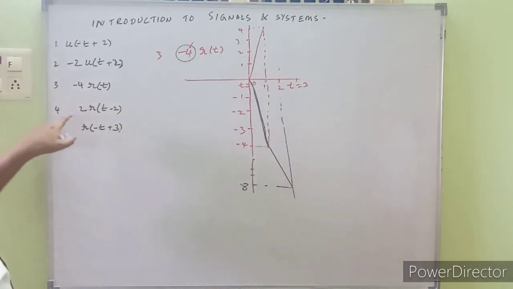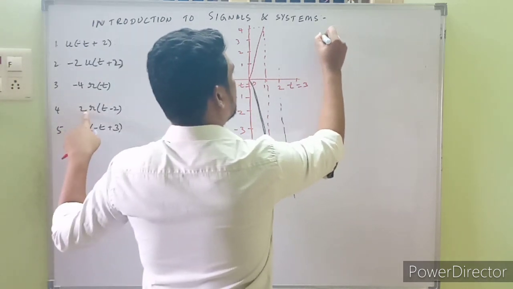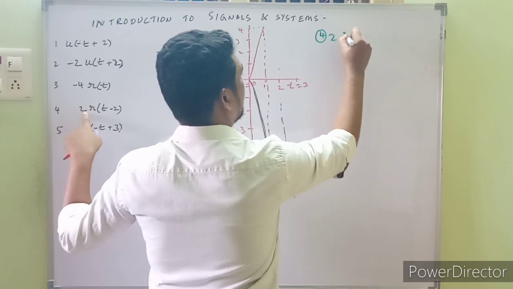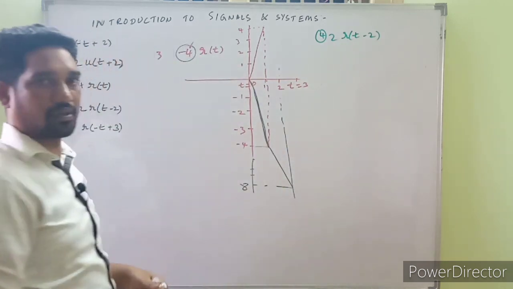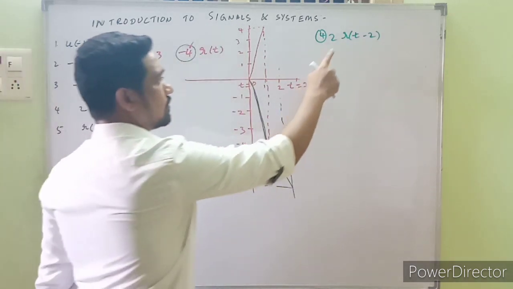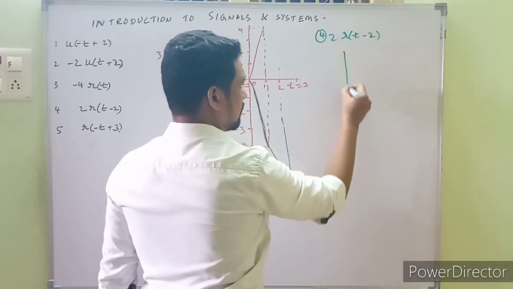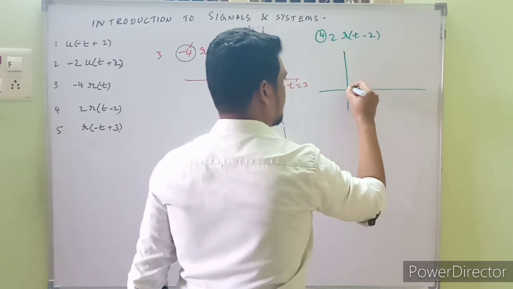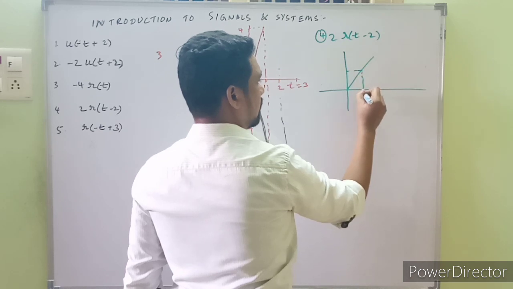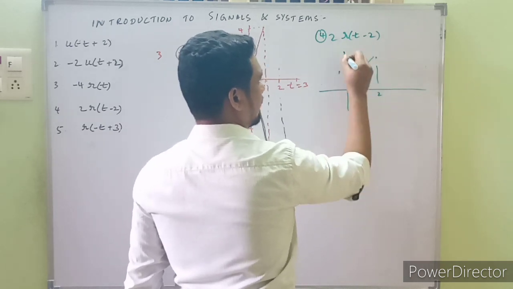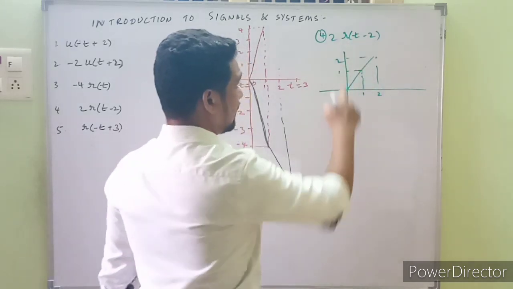And the next one, the fourth one, is 2 times r of t minus 2. Yeah, this is another interesting sketch. It's a positive amplitude, a positive time, but a shifted version. What if for r of t we have this, with the unit slope, 1 corresponding to 1, 2 and 2, etc.? That would have been for simply r of t. Now we have 2 times r of t.